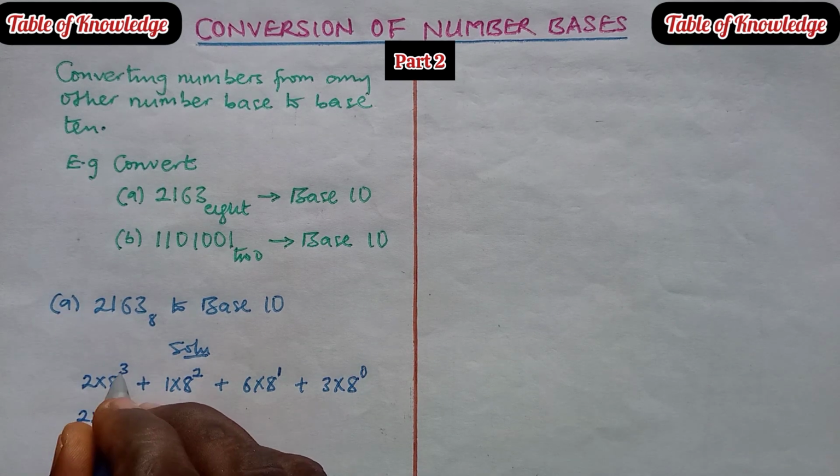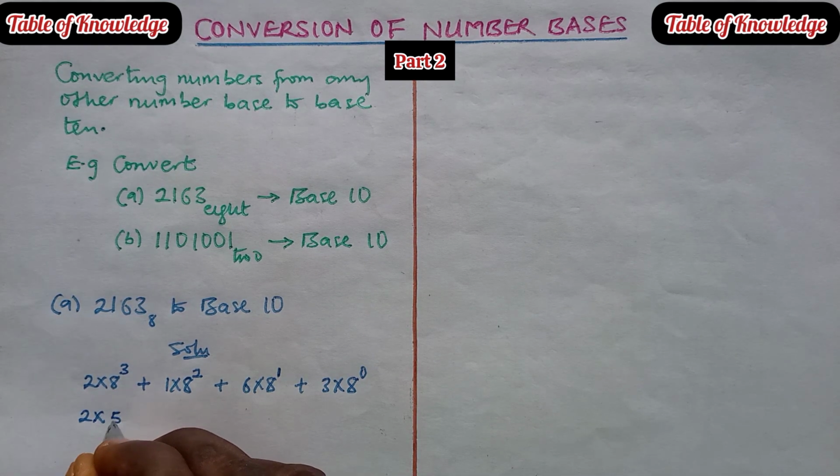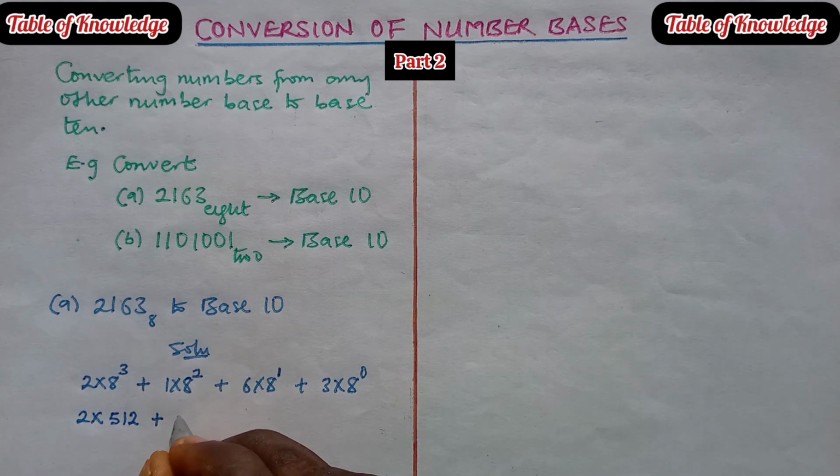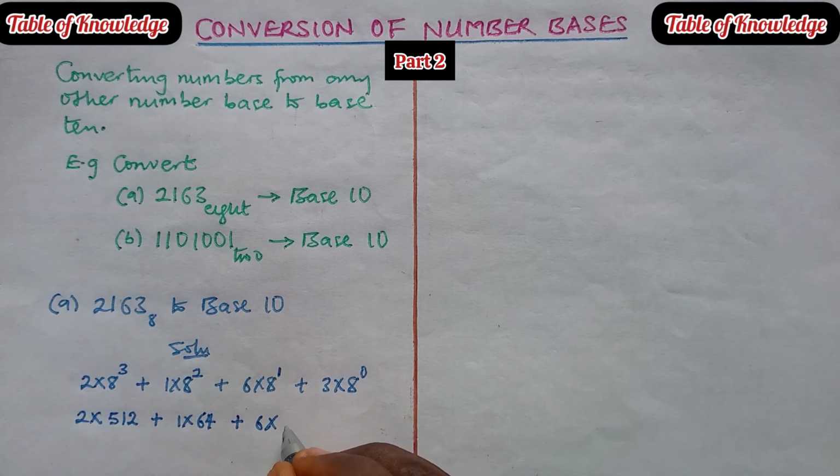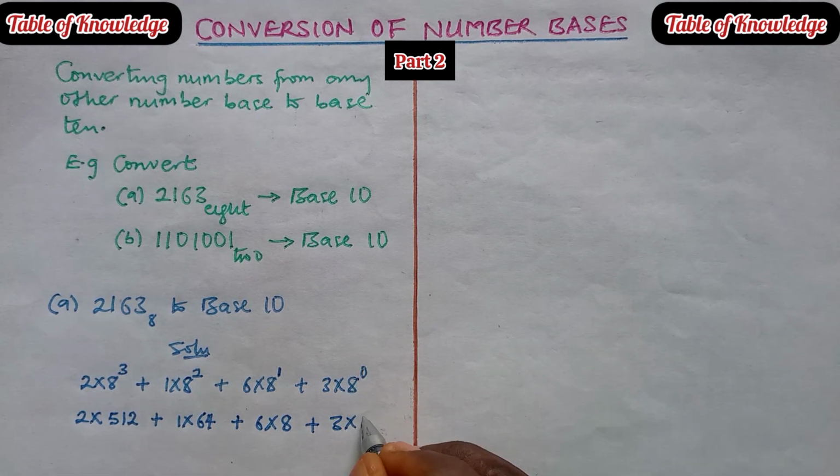So 2 times 8 raised to the power 3 will give us 512. Plus 1 times 8 raised to the power 2 is 64. Plus 6 times 8 raised to the power 1 is 8. Plus 3 times 8 raised to the power 0 is 1. Any number raised to the power 0 is 1. 100 raised to the power 0 is 1. So 8 raised to the power 0 is 1.